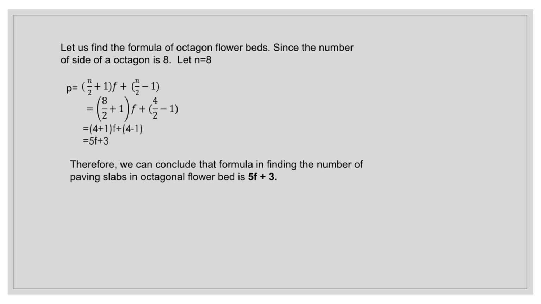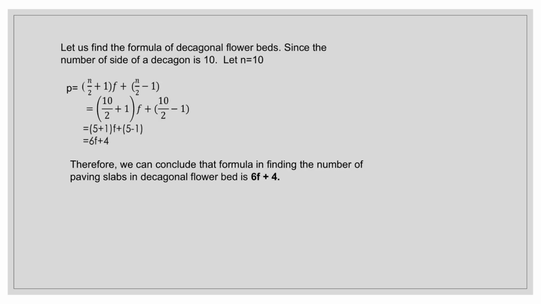So, let us find the formula of octagon flower beds. Since the number of sides of octagon is 8, let n is equal to 8. So, P is equal to quantity n over 2 plus 1 multiplied by F plus n over 2 minus 1. So, our final answer is 5F plus 3. Therefore, we can conclude that the formula in finding the number of paving slabs in octagonal flower bed is 5F plus 3. So, tama ulit.